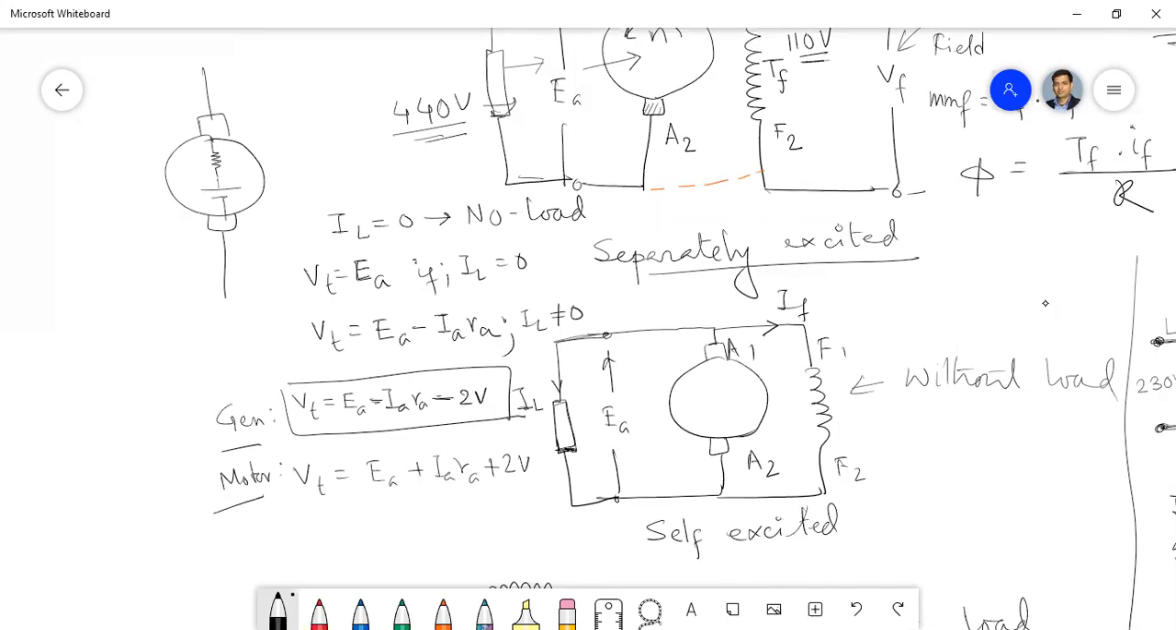So it is like this. Suppose this has RA and this is your EA, and here you have 1 volt. Not exactly, but you can write it like this if you try to understand. It doesn't actually work like this, but if you want to understand, you can draw it like this, and if some current IA flows through it, then at the terminal you will get VT, where VT can be written as EA minus IARA minus 2.